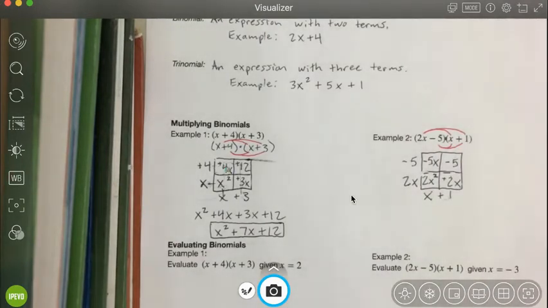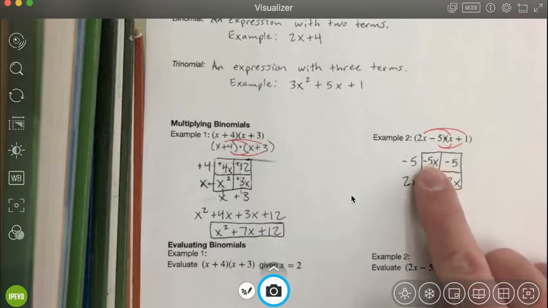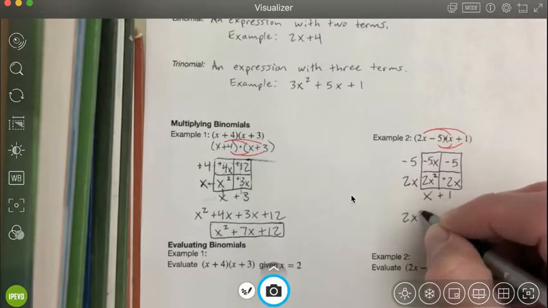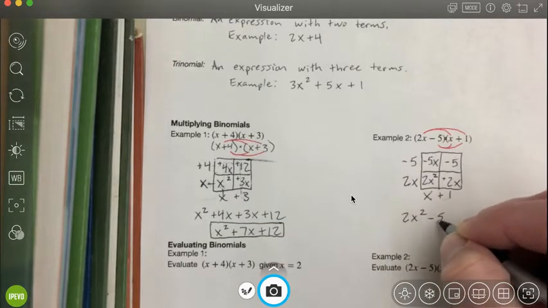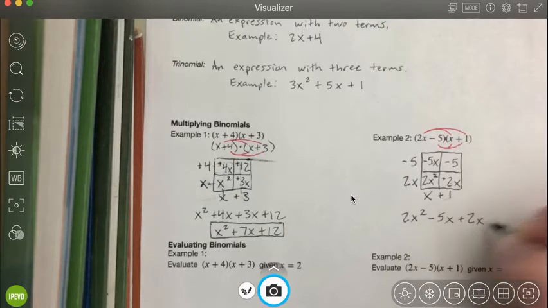So the reason I was throwing the pluses in on the previous problem is to help me remember that this is a positive, and so it's going to be added in my final string, whereas this one's going to be negative. So to illustrate what I mean, so now we have 2x squared, we have our minus 5x, we have our plus 2x, and then we have our minus 5.